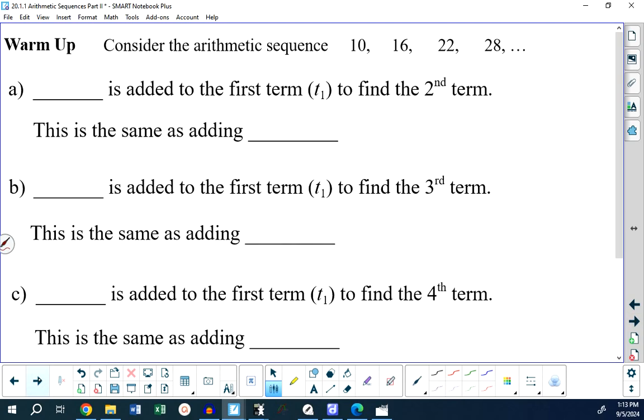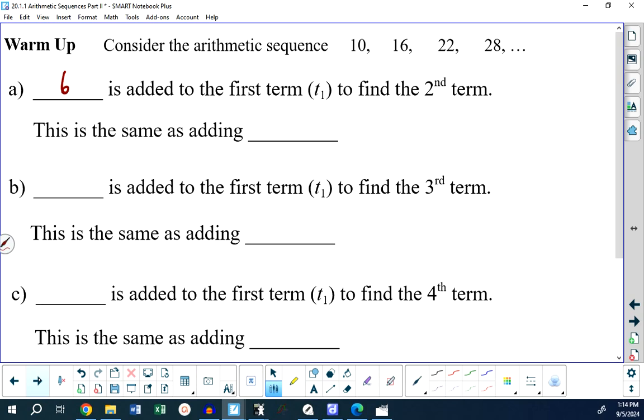So this is the warm-up I was alluding to a few minutes ago. If you just take a second and look at that sequence, in the unit handout on page 3, I'm guessing. 10, 16, 22, 28. The first question, A, says, what do you add to the first term to get the second term? So I want you to write in a number that you add to the first term to get the second term. So the question is, what do you add to 10 to get 16? The answer is 6.